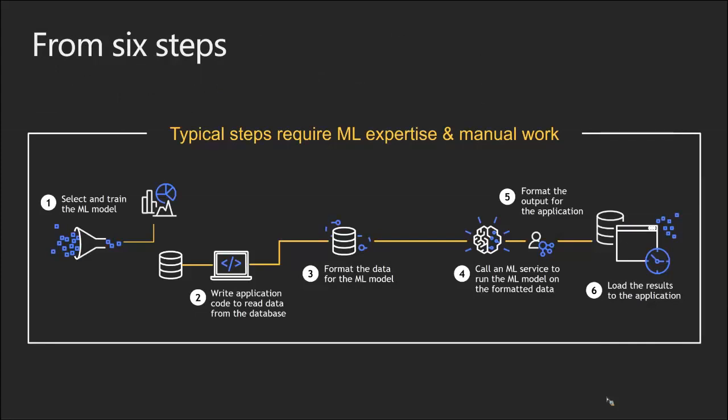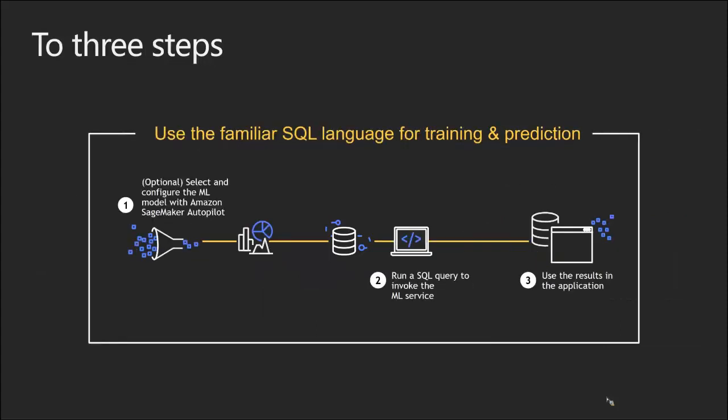If we had 6 steps in the original scenario, we can cut that down to around 3 steps, where the first step would, again, be training the model.